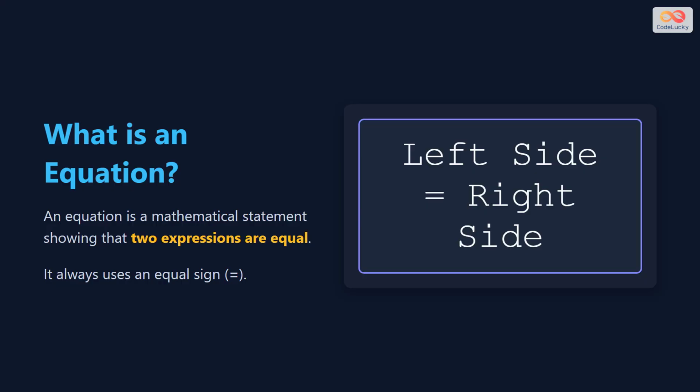First, let's understand what an equation is. Think of an equation like a statement that says two things are equal. It always has a left side and a right side connected by an equal sign. This means whatever is on the left has the exact same value as whatever is on the right.